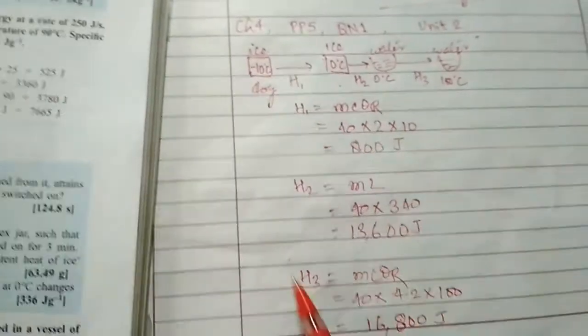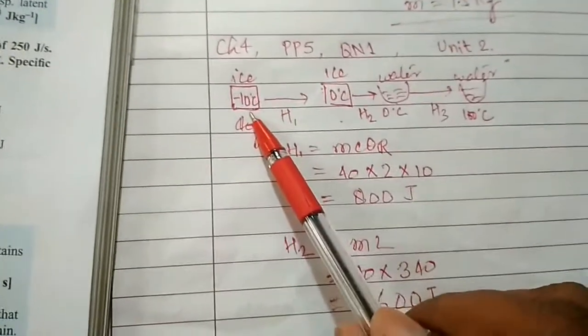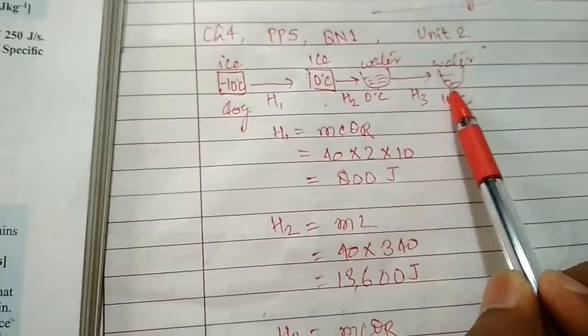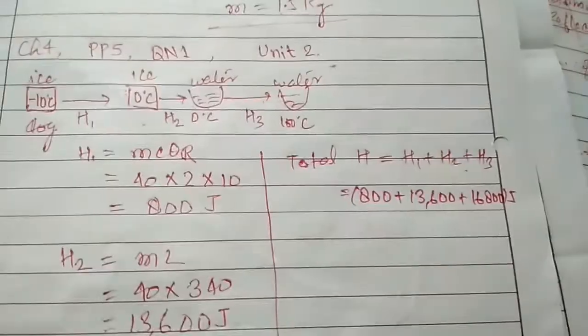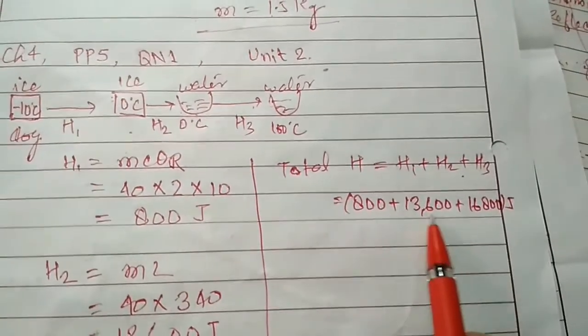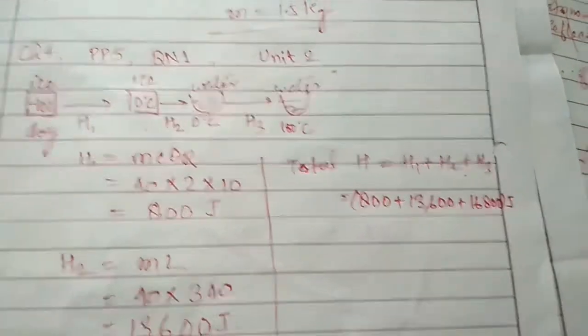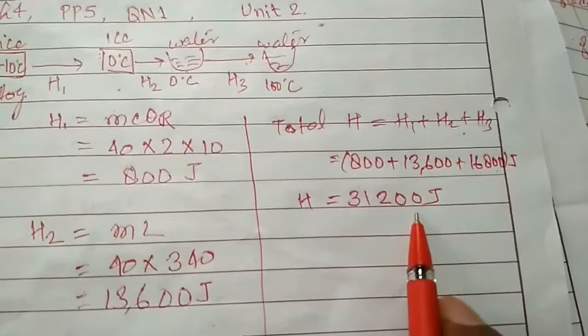So let's take the total, because the ice at minus 10 degrees Celsius is going to change to water at the boiling point. So the total energy given: total H is equal to H1 plus H2 plus H3. 800 plus 13,600 plus 16,800 makes 31,200 joule.